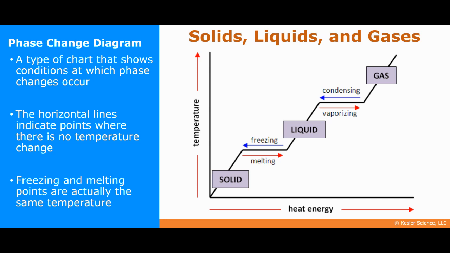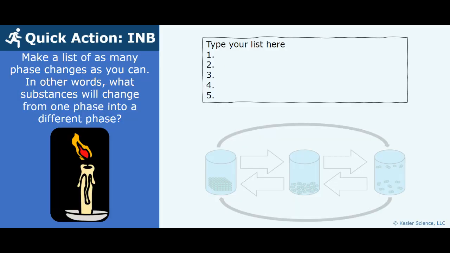Also, the horizontal lines here are indicating that there is no temperature change at that point. And the diagonal lines, depending which way you're going, will mean an increase or a decrease in temperature and heat energy. Okay, let's move on.